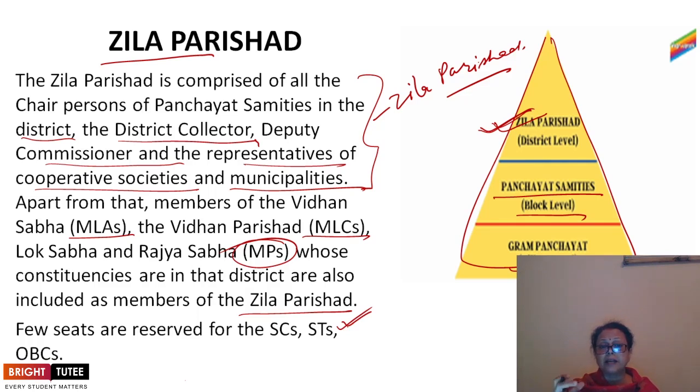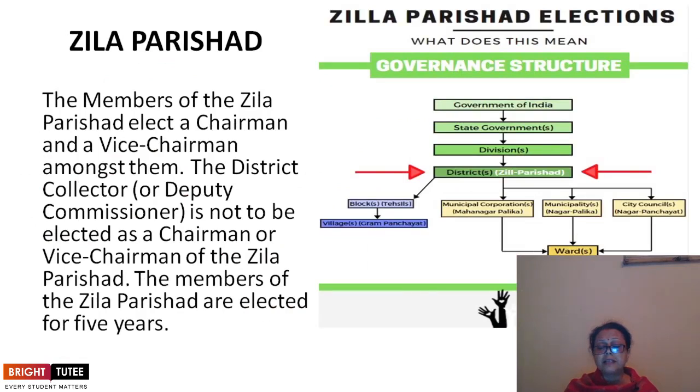Some of them are elected, directly or indirectly, and some are permanent government officials who are part of the Jila Parishad. Now, how are the Jila Parishad elections held? This is the governing structure: Government of India, state government, divisions. Divisions means the districts, and districts means the Jila Parishad.